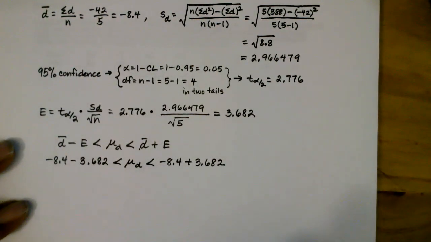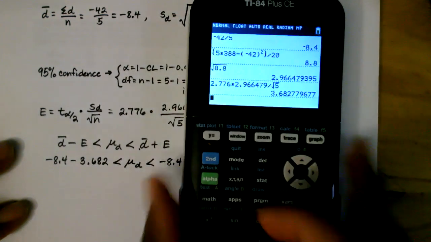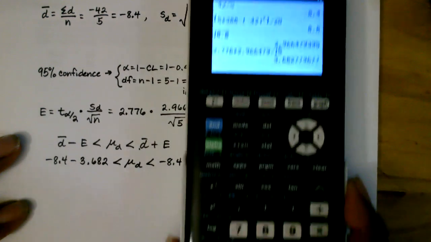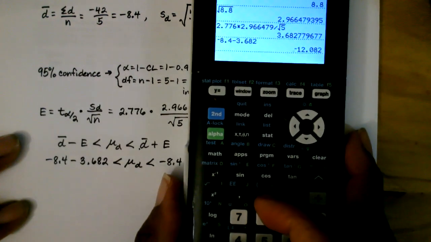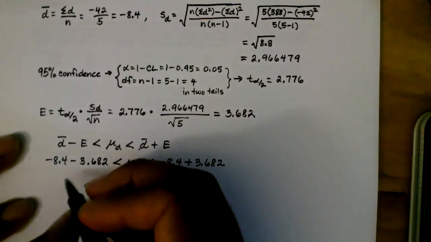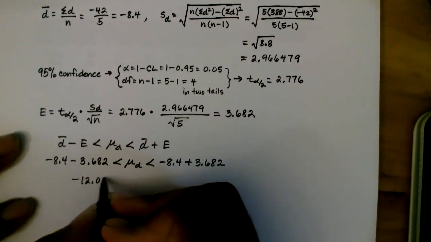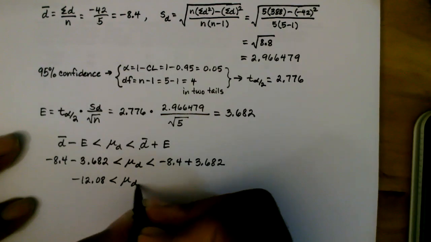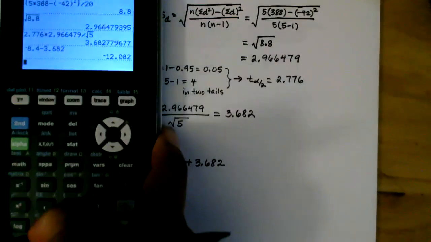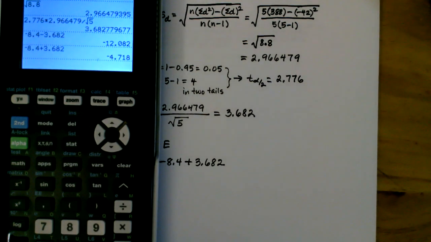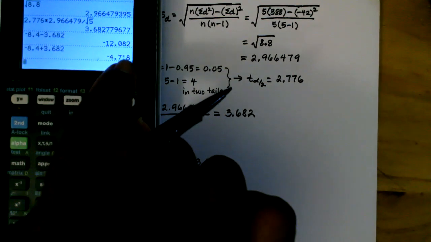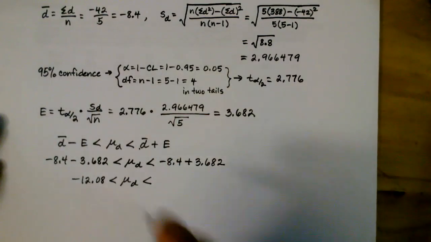And I'm going to round my confidence interval limits to 2 decimal places, or whatever decimal places that they ask for in the homework. So negative 8.4 minus 3.682 will be negative 12.08 to 2 decimal places. That's less than mu sub D and less than negative 8.4 plus 3.682 will be negative 4.72. That 8 will make that 1 and 2, so it'll be negative 4.72.